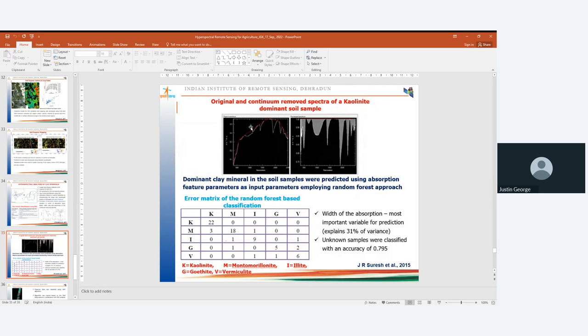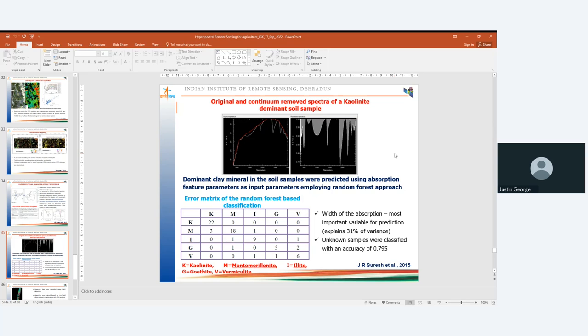This is from the image. This is the normal spectra we obtained from the image, and this is the continuum removed spectra of a kaolinite dominant soil sample. Kaolinite is a 1:1 type of clay mineral, predominantly found in the red colored soils, mainly in the Deccan trap, like in Karnataka, Andhra, and parts of Maharashtra also.